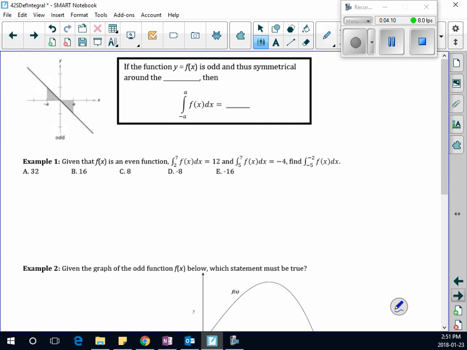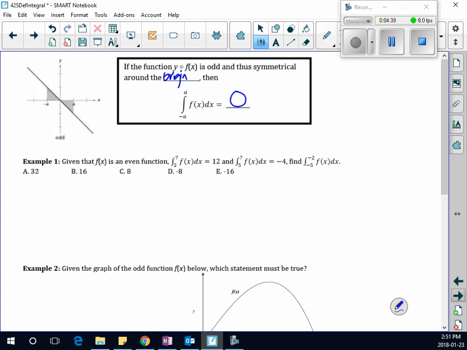All right. So the thing about the areas of an odd function, so if the function y equals f of x is odd, thus symmetrical about the origin, then what do we know about the areas? Look at the areas here. What do you think? Yeah, it equals 0. Isn't that kind of cool, hey?